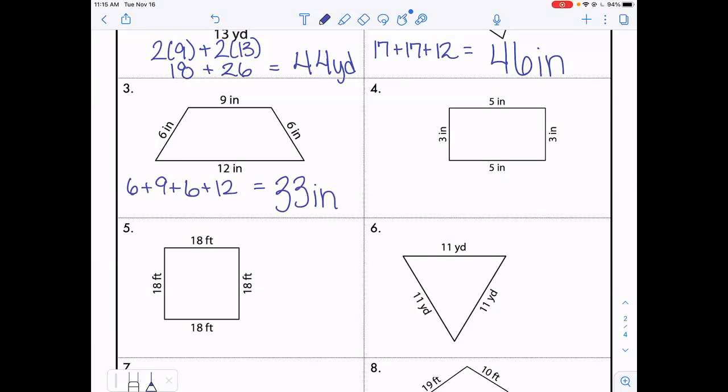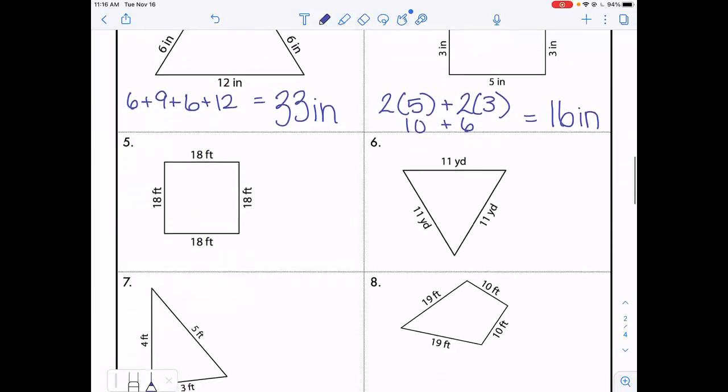Should be listening. Okay, what's the shape on number 4? Rectangle. How do I find the perimeter of a rectangle? 5 times 2 plus 3 times 2. Or you can do it like this, or you can just add up all the sides. What's 5 times 2? That's easy. 10. 2 times 3 is 6, what's 10 plus 6? 16. What's my label? Inches. Try 5 and 6, please.